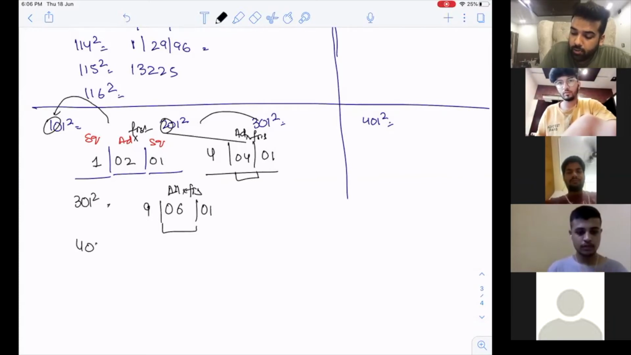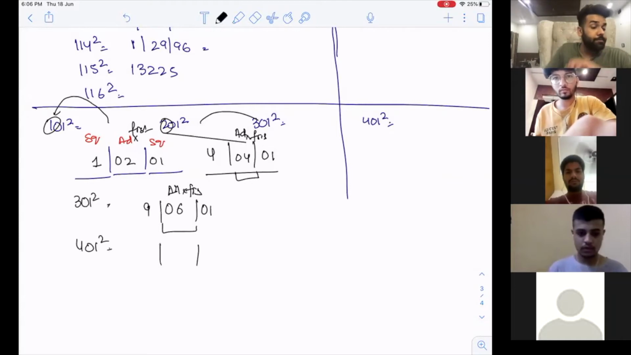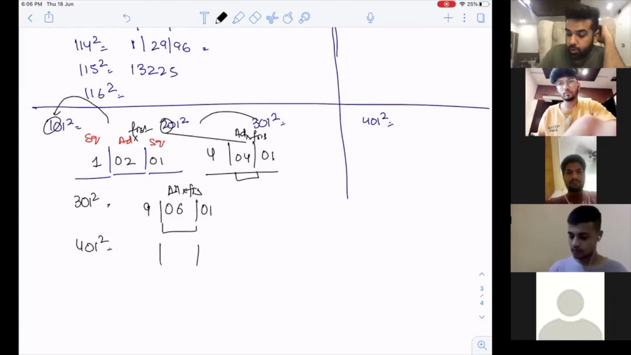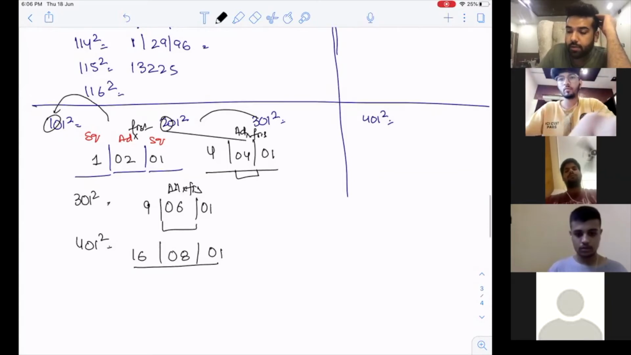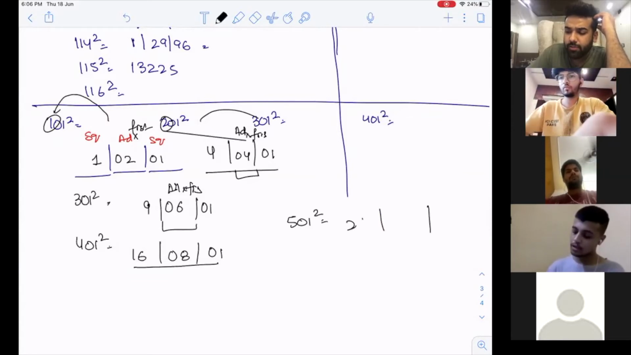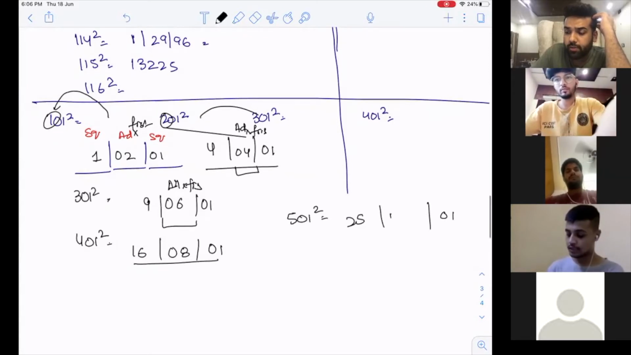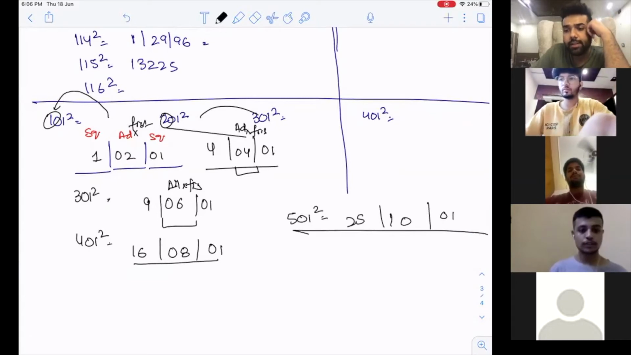What is 401 square now, Neharika? Tell me quickly. 4 square? 16. 1 square, 1. 1 plus 1, 2. 2 into 4, 8. 160801. Clear? Similarly, 501, same rule. 25. 1 square, 1. 1 plus 1, 2. 2 into 5, 10. That's it. Is it clear or not? We follow the same rule.